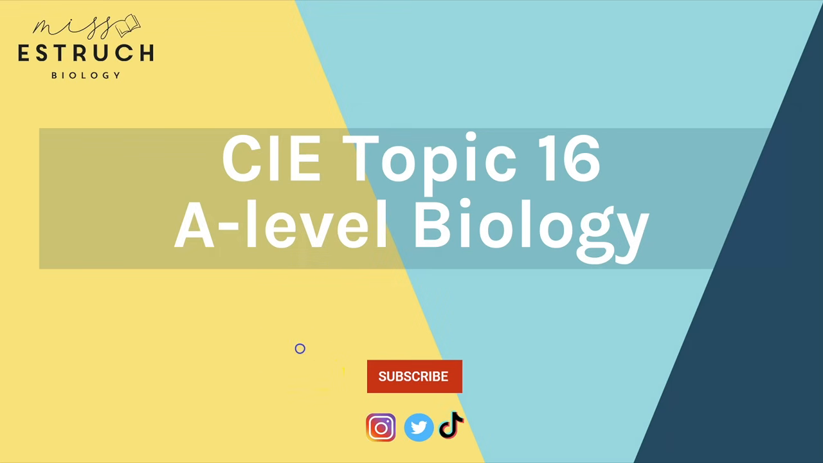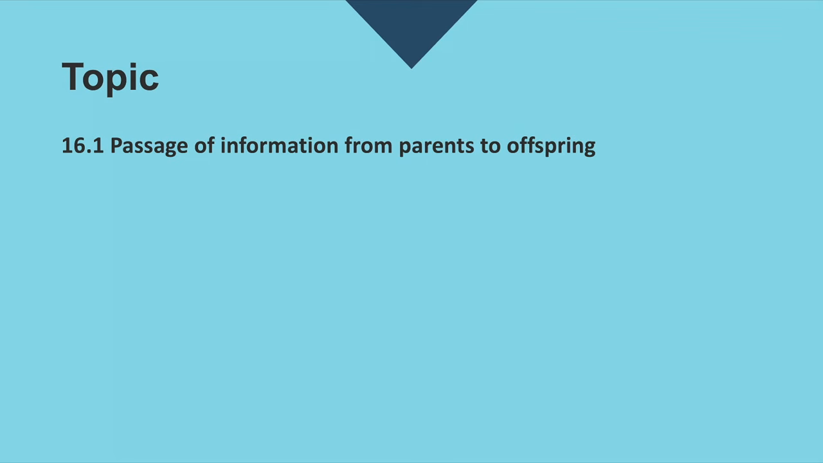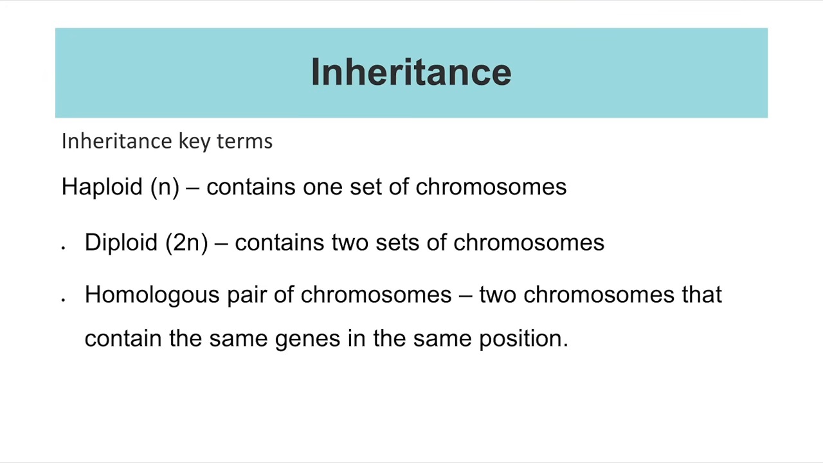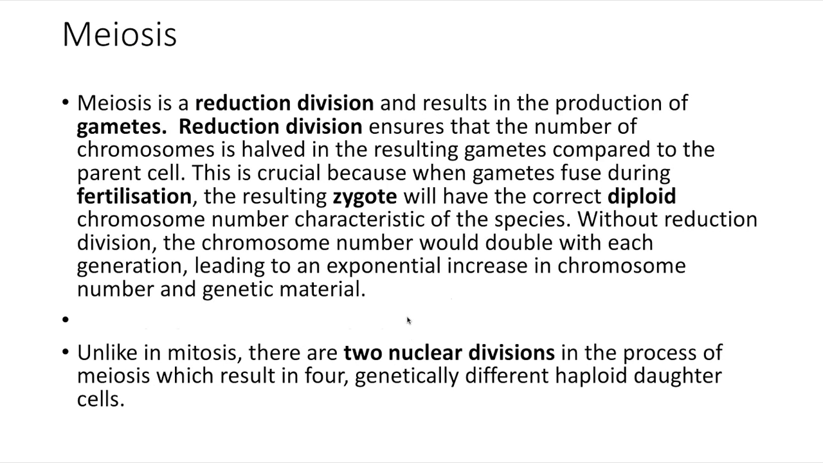Topic 16, which is looking at the passage of information from parents to offspring, or in other words, inheritance. And we're going to start by looking at these key terms for inheritance. So haploid, also represented by the letter N, means that you have one set of chromosomes in those cells. Diploid cells, or 2N, means you have two sets of chromosomes. And homologous pairs of chromosomes are two chromosomes that contain the same genes in the same position.